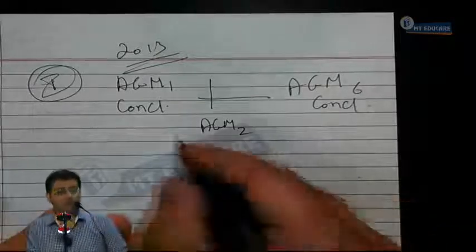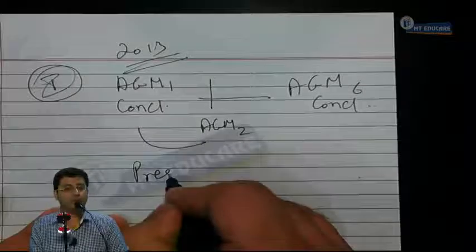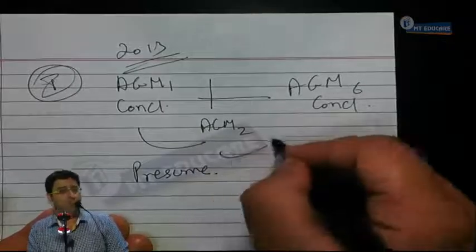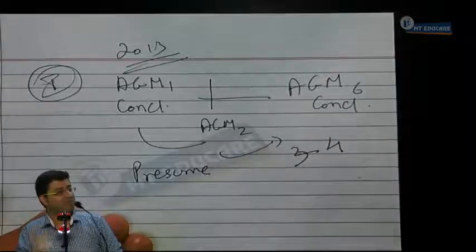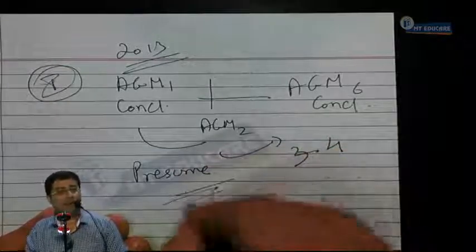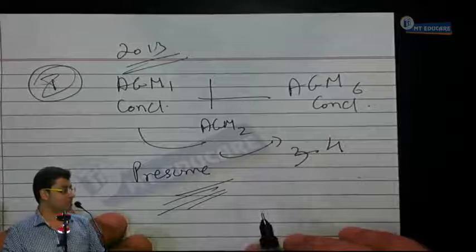So the auditor, what will he do? He will presume his office for this period. He will presume his office for the third AGM also, for the fourth AGM also. So long as the AGM is not conducted, he will keep on presuming his office.